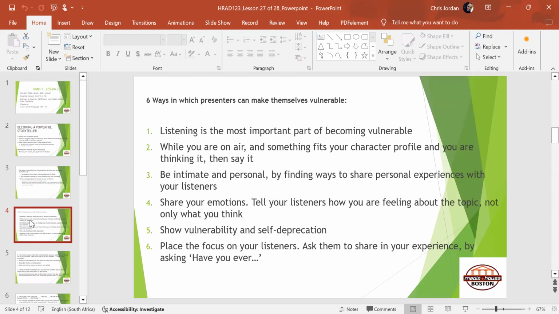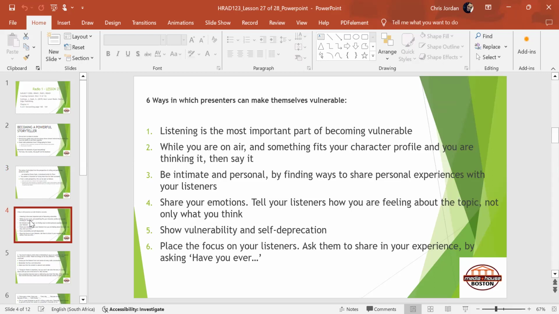One, listening is the most important part of becoming vulnerable. Two, while you are on air and something fits your character profile and you're thinking about it, well, then just say it, right? Be intimate and personal, but finding ways to share personal experiences with your listeners is really important obviously, as we have mentioned multiple times throughout the semester.